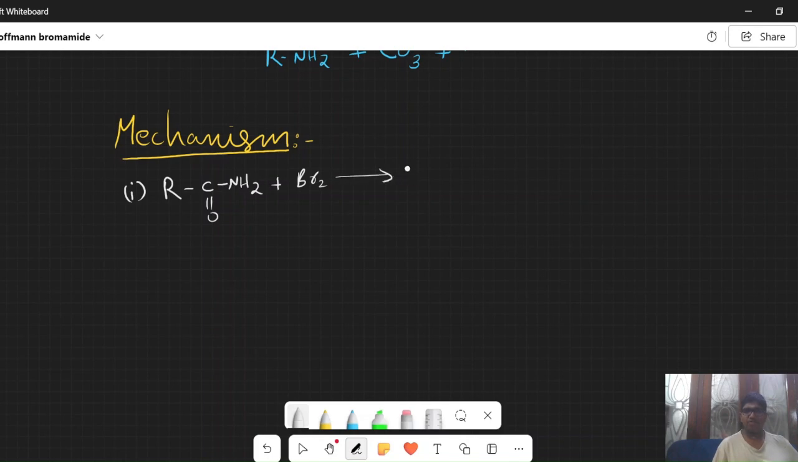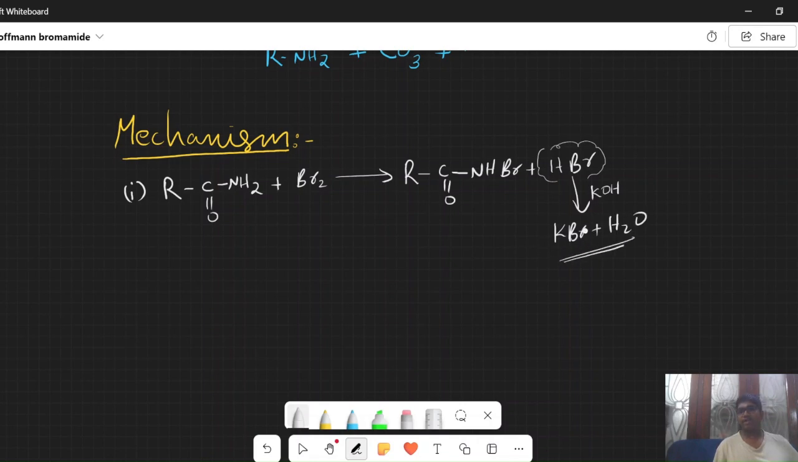To give R C double bond O NH Br plus HBr, as you can predict. But again, note the HBr so formed here reacts with KOH to form KBr plus H2O. Okay, this is how the product KBr is formed. The single step actually has a deeper mechanism inside, like I'll just show you. It's a simple mechanism here. I'll write it in brackets.